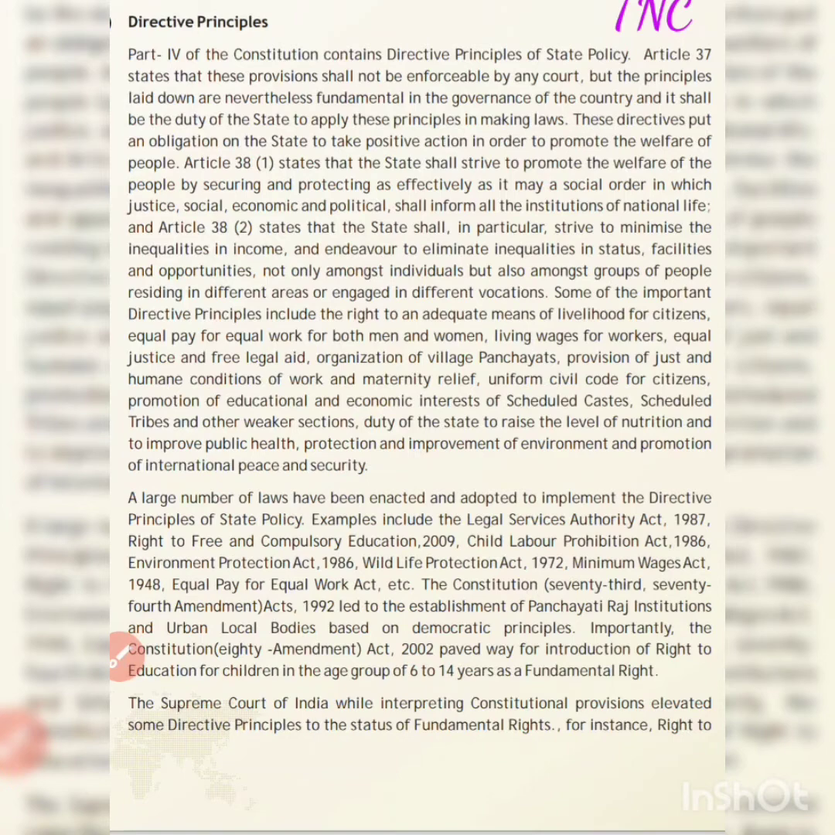Equal justice and free legal aid. The people who cannot afford those expensive lawyers. Every citizen in India is granted a right that he will be represented in the court, whether or not he is able to arrange for a hefty or expensive lawyer, but he will get a free legal aid.